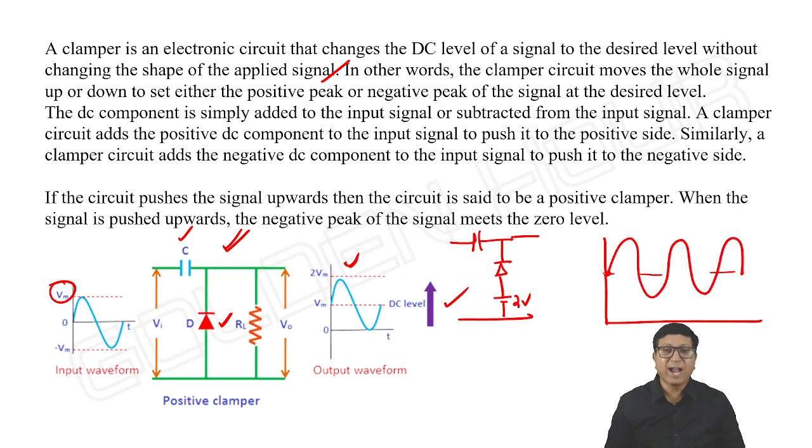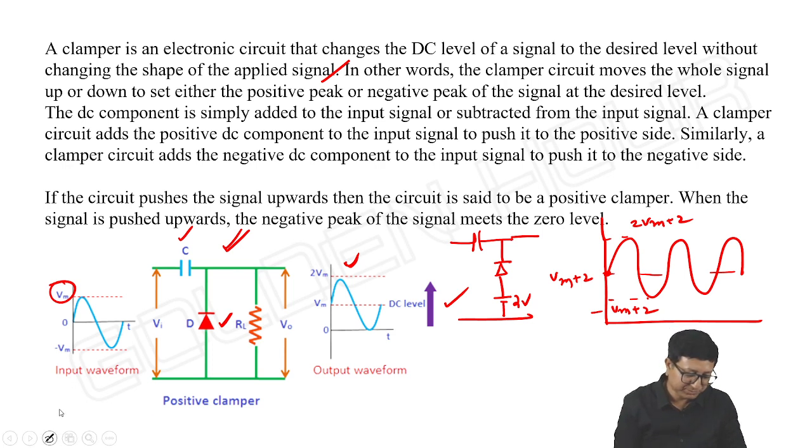And what about the added DC? Without this 2 volts, the added DC is equal to Vm, and with 2 volts, the added DC is equal to Vm plus 2. The output maximum here is 2Vm plus 2. The output minimum is equal to, sorry, not minus Vm plus 2, it is just 2. The difference is Vm, no?